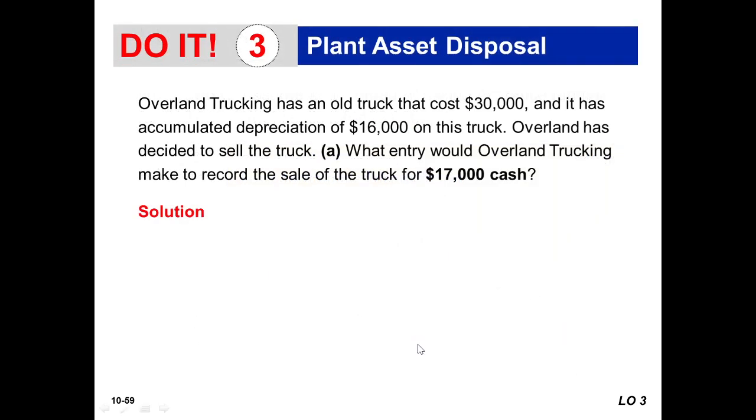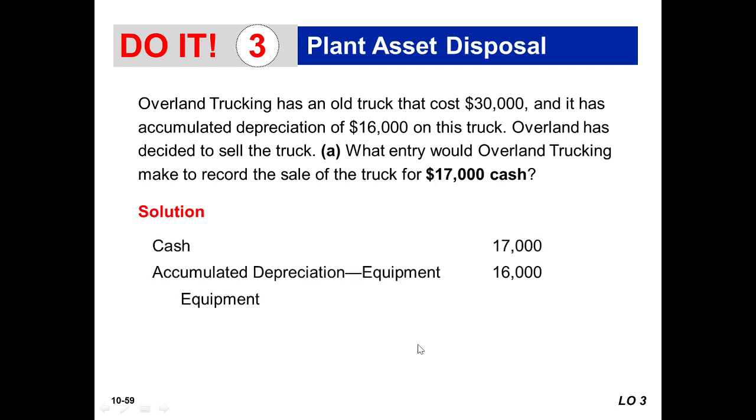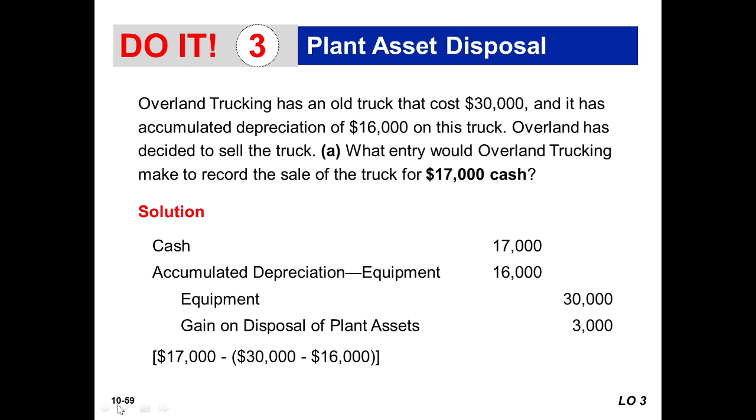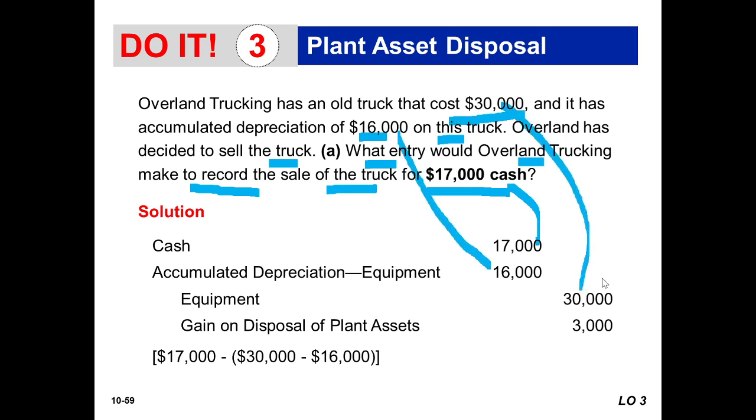Now, Overland Trucking has an old truck that cost $30,000, and it has accumulated depreciation of $16,000 on this truck. Overland has decided to sell the truck. What entry would Overland Trucking make to record the sale of the truck? Cash from the sale is $17,000. So we are getting this cash and accumulated depreciation of $16,000, and the cost price of $30,000. So the balancing figure, $3,000, is the gain on disposal of plant assets.